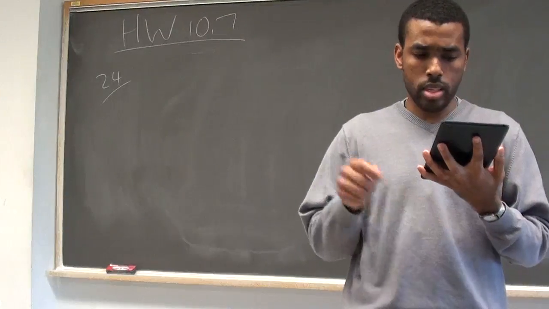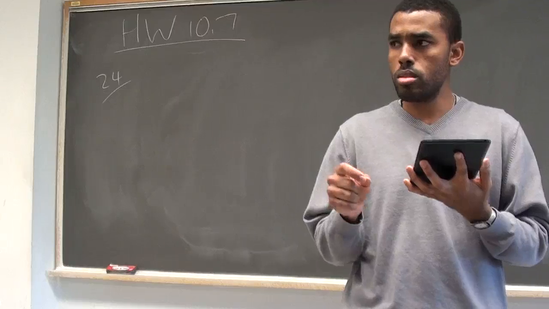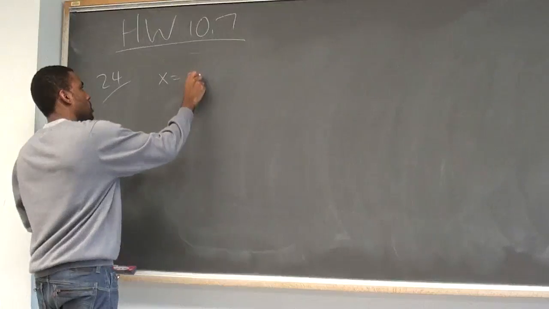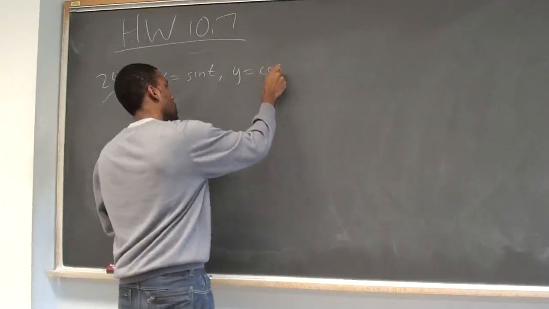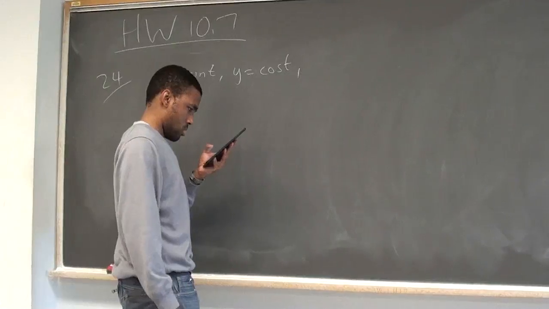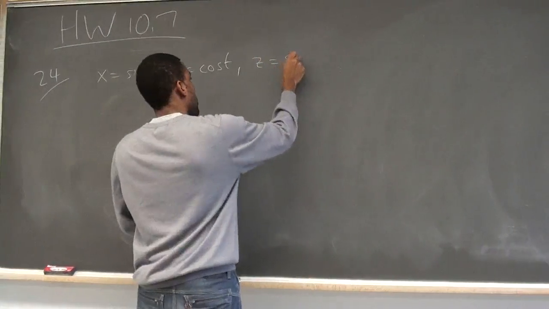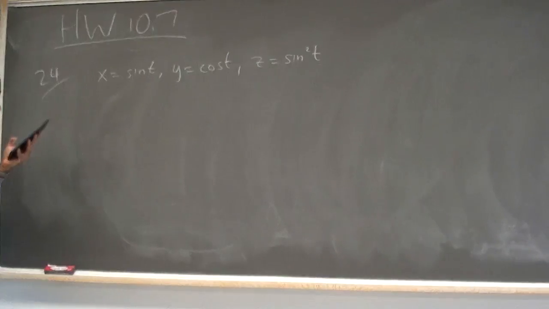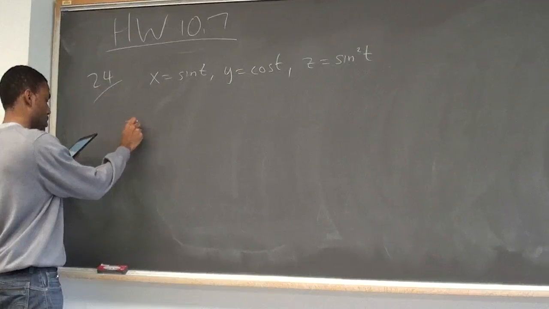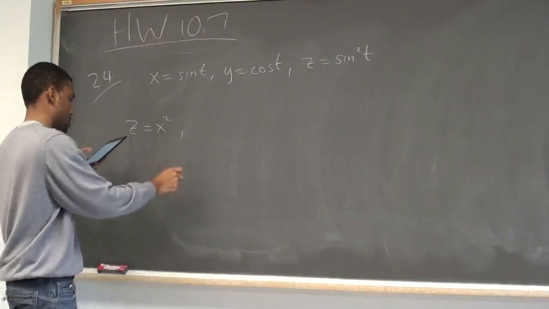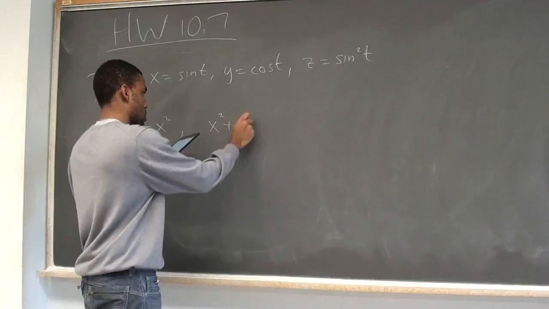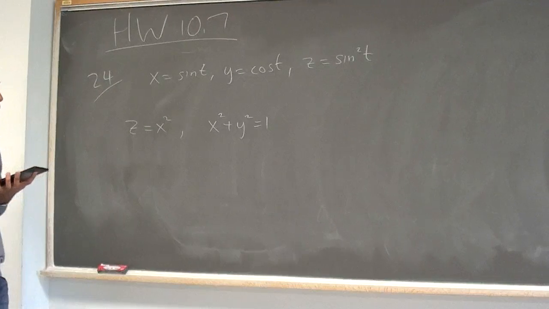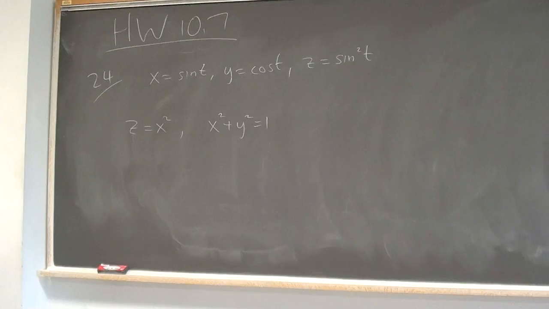Let's show that the curve with x equals sine t, y equals cosine t, z equals sine squared t, is the intersection of z equals x squared and x squared plus y squared equals 1. Okay, so the first part is not that bad.